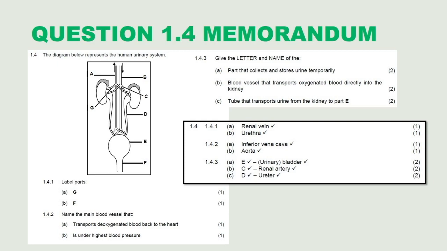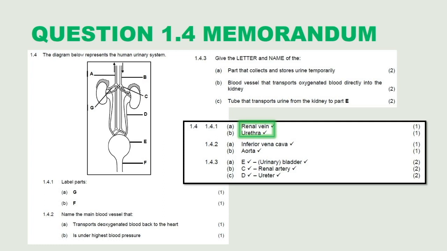So let's look at my memorandum. Question 1.4.1 asked you to label F and G. G is going to be your renal vein. We have to look at the arrow that's given at the top. If we look at the arrow at the top, that will identify that structure A is actually the vena cava inferior. But because the blood flow is away from the organ, it makes it a vein, because a vein takes blood back to the heart. And then structure F is the urethra.